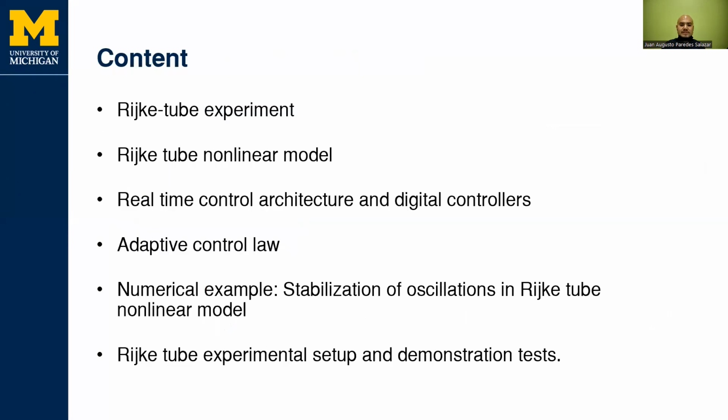In this presentation, first, we'll briefly introduce the Rijke tube experiment. Then we'll introduce a nonlinear Rijke tube model, which will be used in numerical examples as a preliminary study of the stabilization performance of the proposed controller. Next, we'll discuss the real-time control architecture considered in this demonstration. Then we'll introduce the adaptive control law considered in this presentation and in the subsequent laboratory demonstration. Next, we'll discuss the results of implementing the adaptive control law in the Rijke tube model introduced at the beginning. Finally, we'll introduce the Rijke tube experiment built in our laboratory, and we'll briefly discuss the demonstration test we'll perform after this presentation.